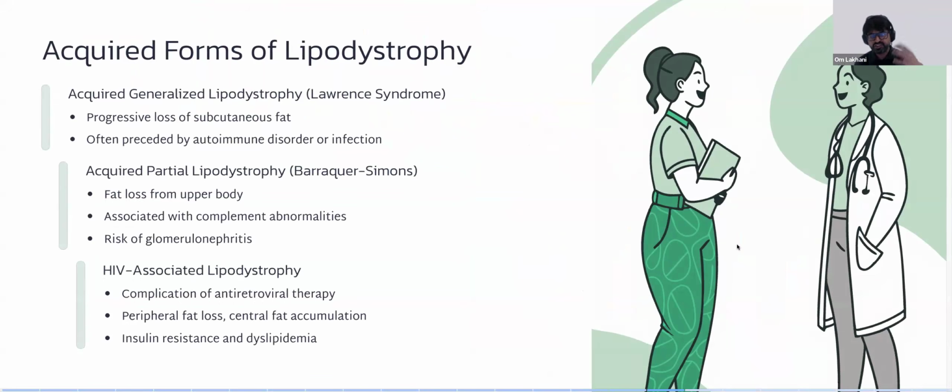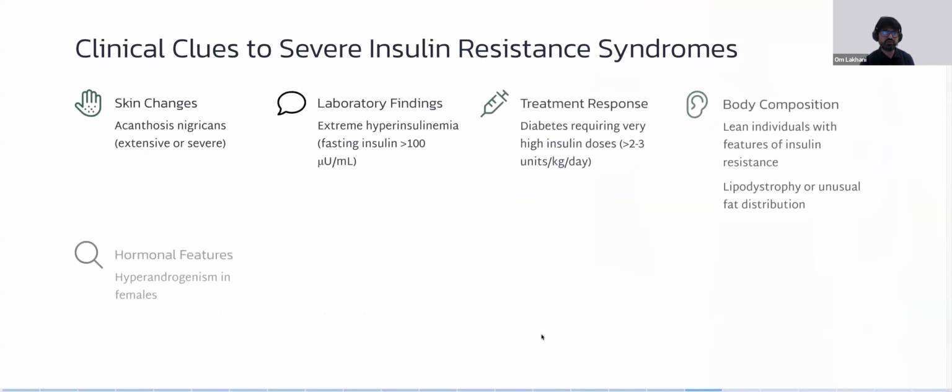And then a similar thing is also seen in HIV patients with the use of antiretroviral drugs, right? Especially ritonavir and that class of drugs. They tend to have peripheral fat loss with central fat accumulation, and they tend to have insulin resistance and dyslipidemia, right? So one of the acquired forms is HIV lipodystrophy, which, as you can see, is very similar to these kinds of syndromes, right?